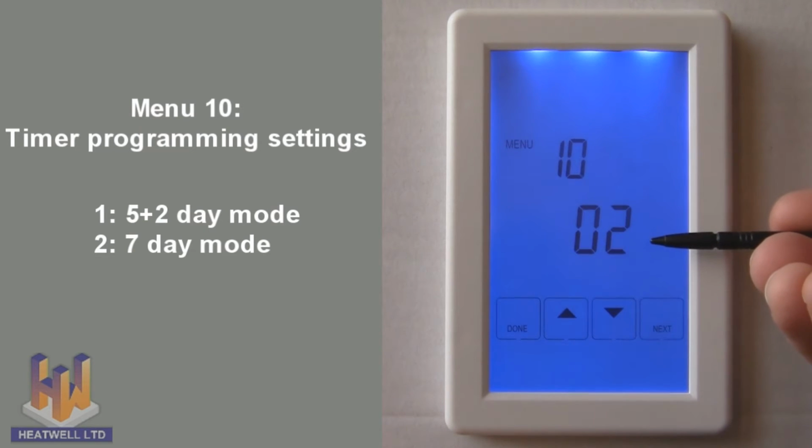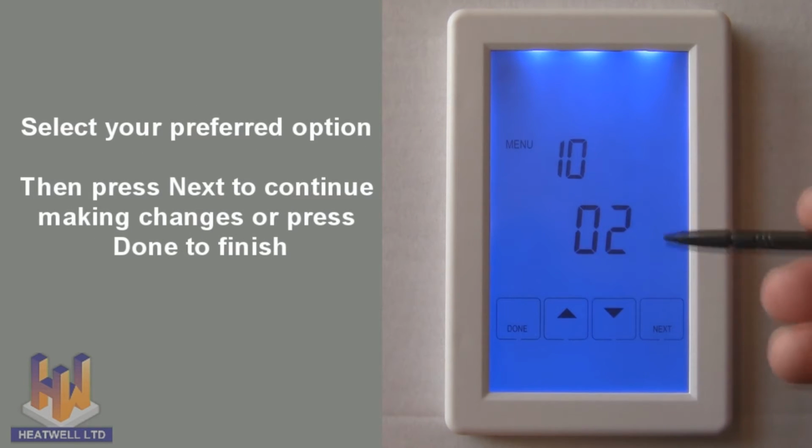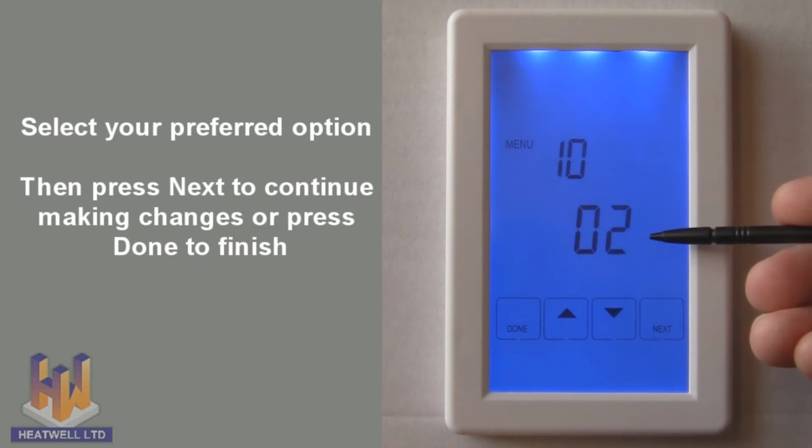Option 2 is called 7-day mode, which will allow you to set the switch on and switch off times for just one day, and they will be applied across the entire week, from Monday right through to Sunday. In this case, we will use option 2, which means we will be given the option to set the switch on and switch off times for one day, and all other days of the week will use these exact same times.